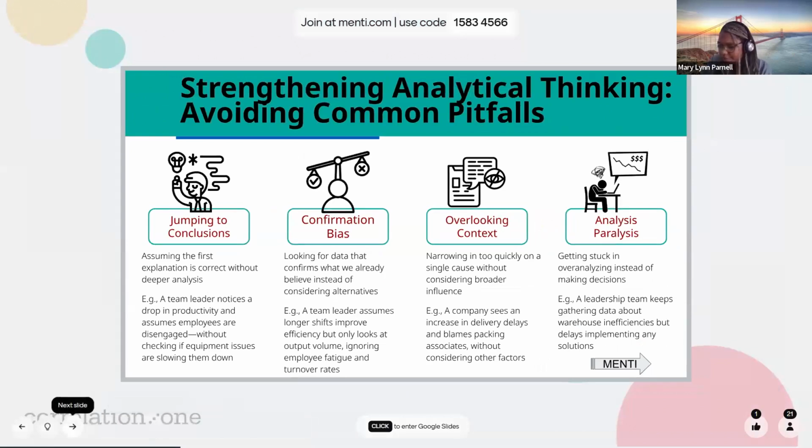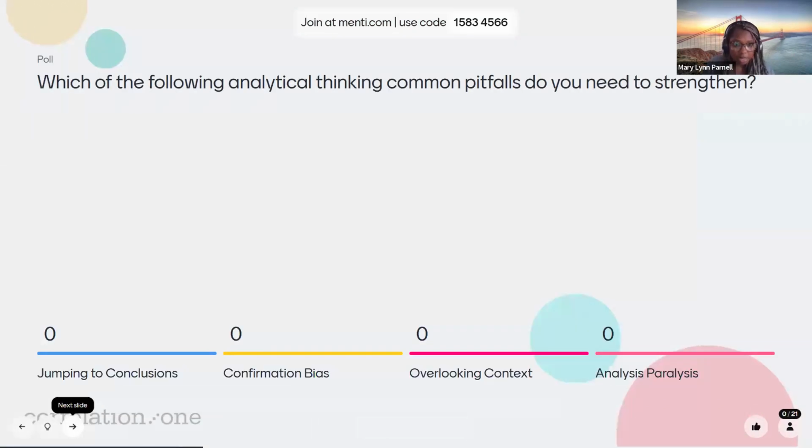All right, so we're moving off Menti. And the question I have for you is which of the following, wait, let me see, am I correct in where I am right now?